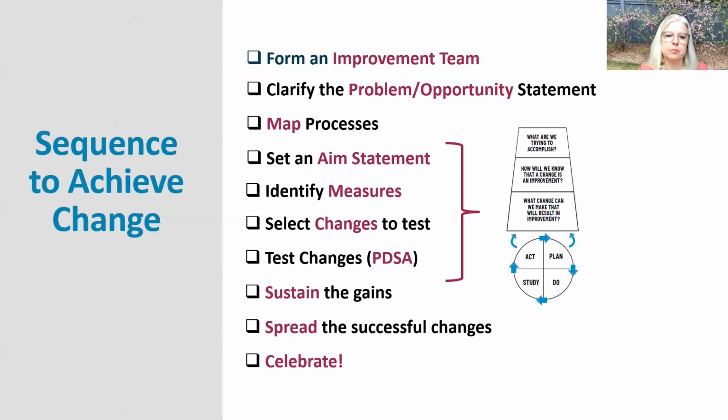You want to map your processes before you start. So you want to know, how are you doing things right now? And then it will also give you opportunities to look for changes. The next part is to set an aim statement, identify measures, select changes to test, and do a PDSA cycle. And I'm going to talk about that in a lot more detail later.